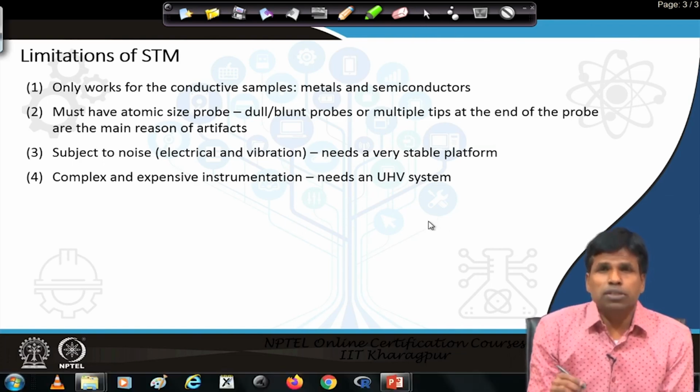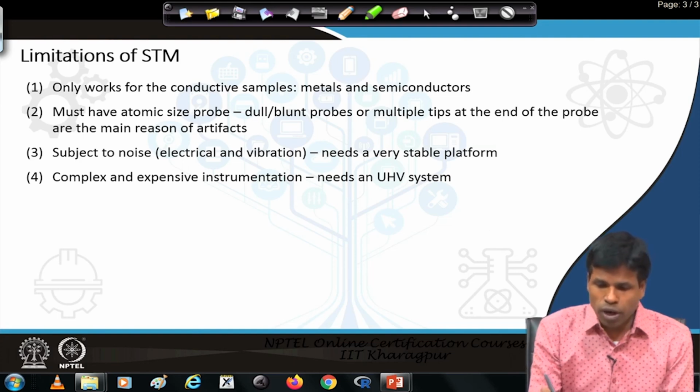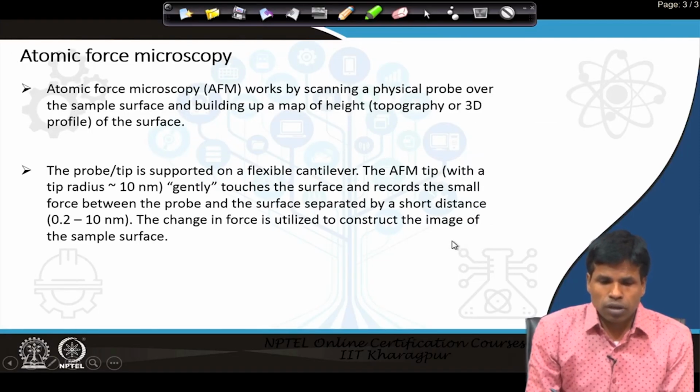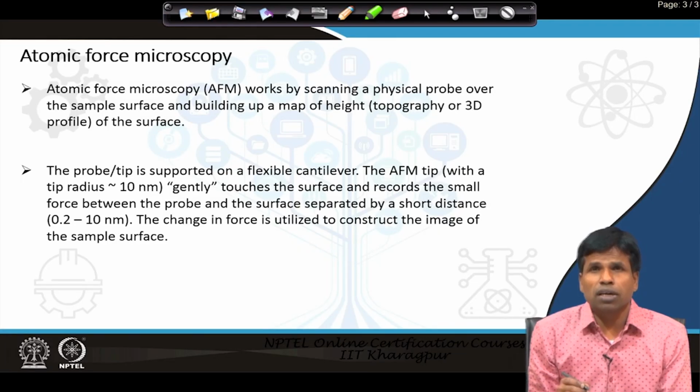So, one of the major limitations, as you see in this scanning tunneling microscope, is that it is only suitable for metal and semiconductor samples, but it cannot study insulating samples. So, in order to avoid that disadvantage, the atomic force microscope comes to the rescue.